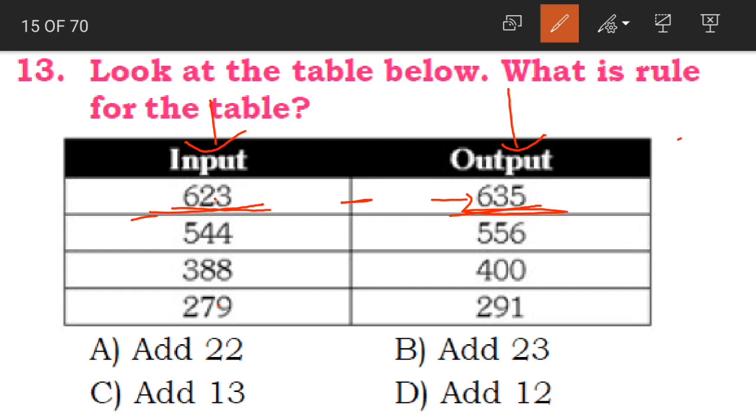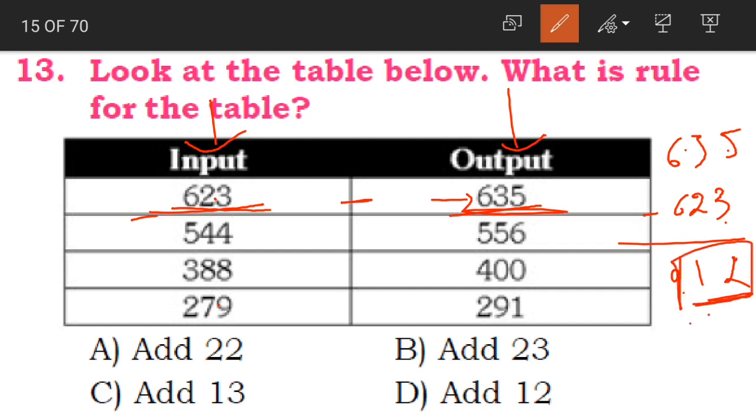So let us subtract 635 minus 623. Now when we subtract, 5 minus 3 is 2, 3 minus 2 is 1, and 6 minus 6 is 0. Yes children? So what is the answer here? 12. Now what are we doing with 12? To the input, are we adding 12 or are we subtracting 12? See, from the output we have subtracted and we've got 12 as our answer.